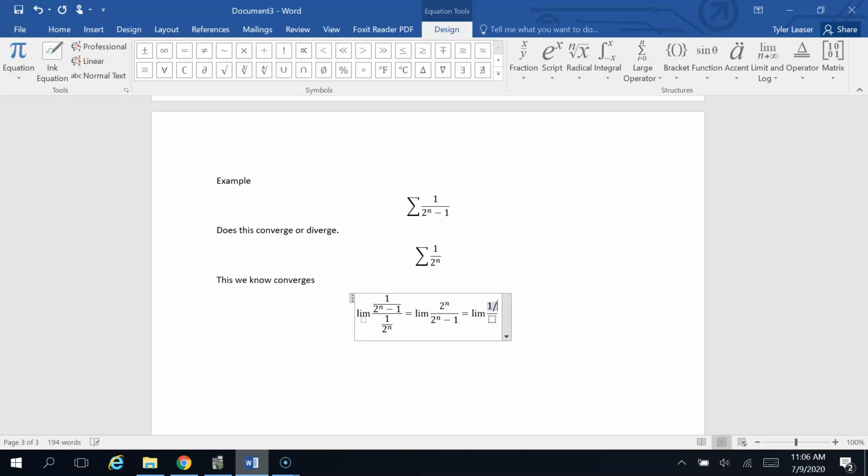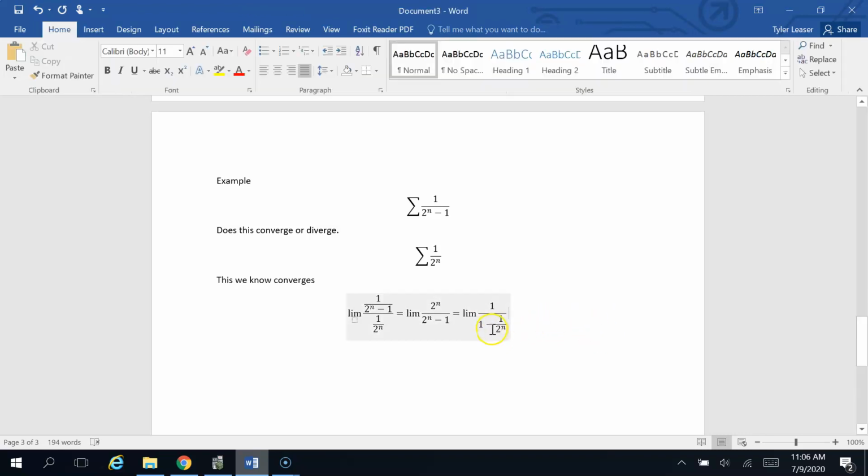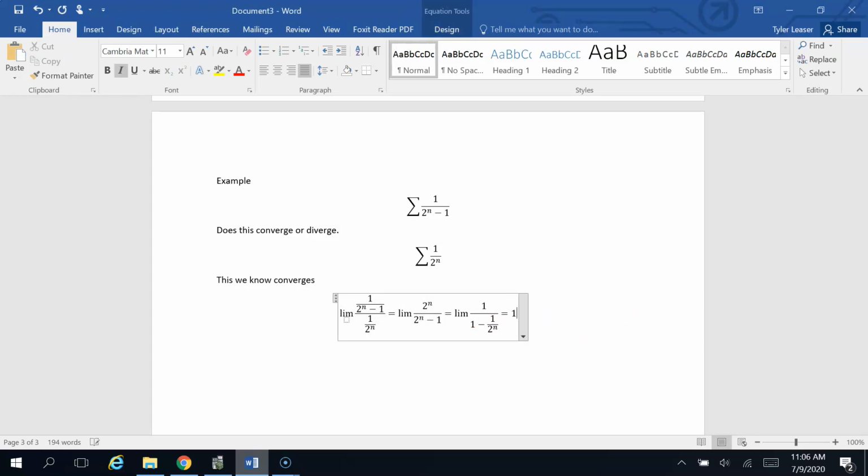So that top is just going to be 1, right? Because 2 to the n divided by 2 to the n is 1. Down here, 2 to the n by 2 to the n again is 1, but then it's going to be minus 1 over 2 to the n. This term goes to 0, which means everything else is just going to go to 1.